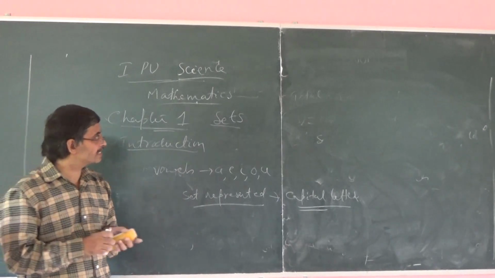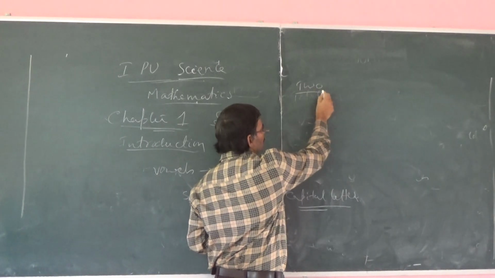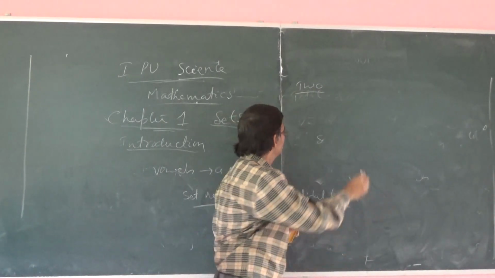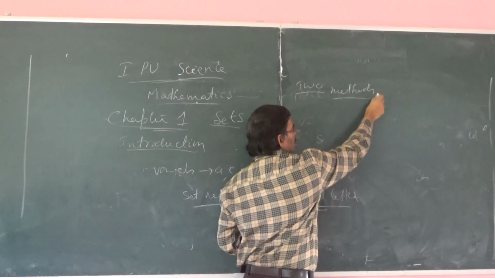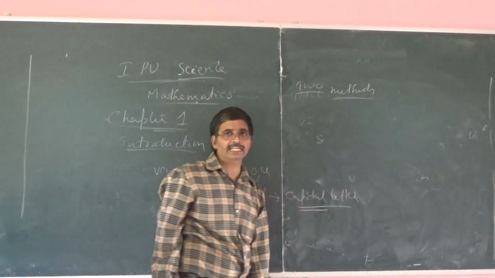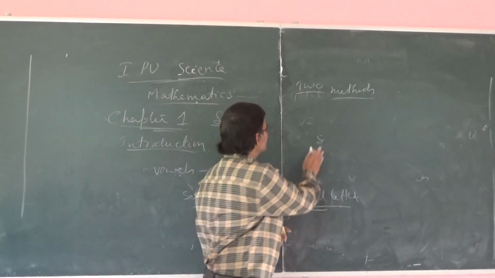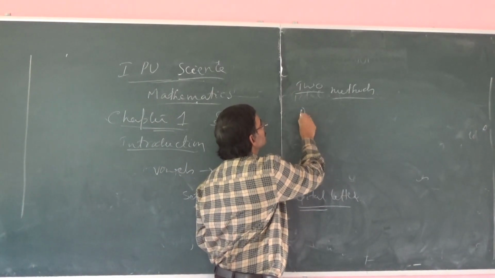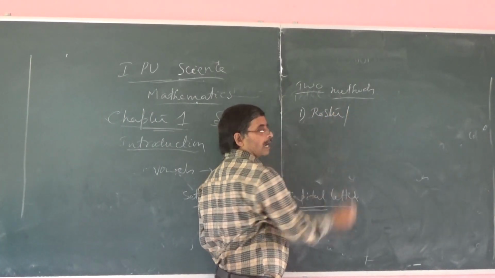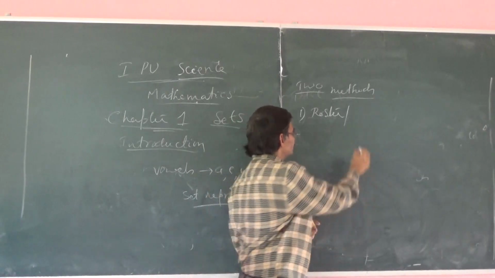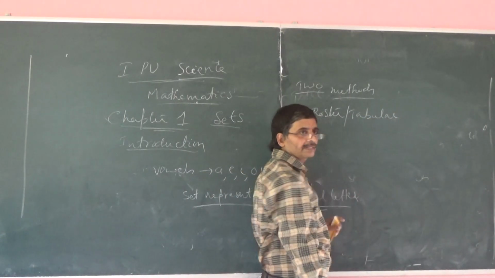Okay. The next thing is there are 2 methods, 2 ways of representing a set. What are the 2 ways? One is called the roster or tabular form. Roster or tabular method or form.